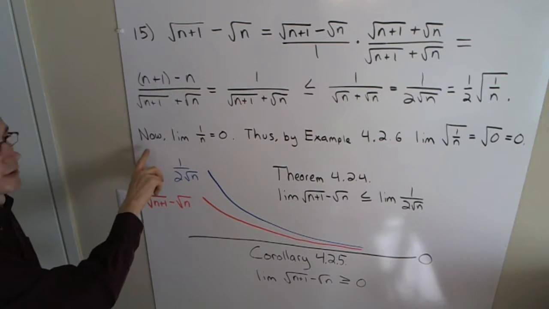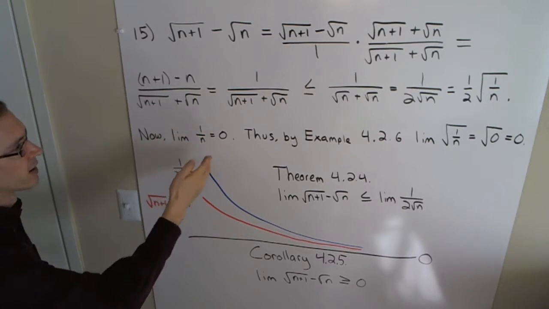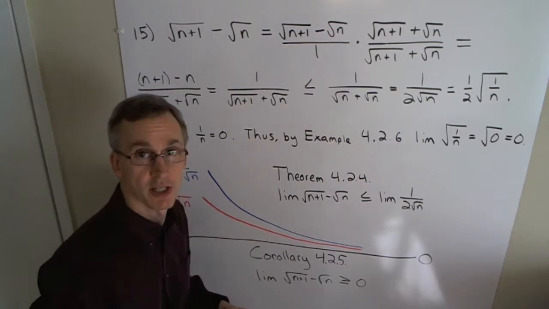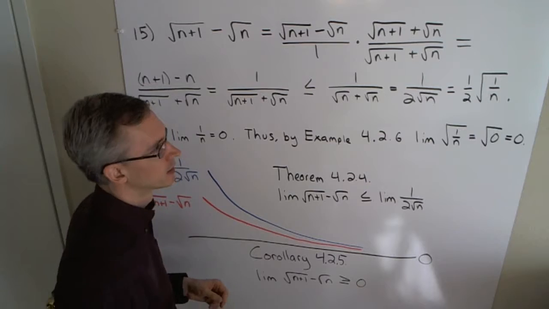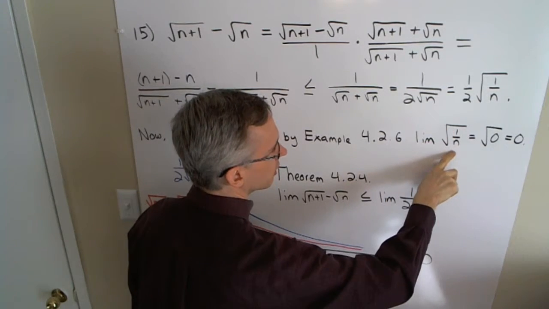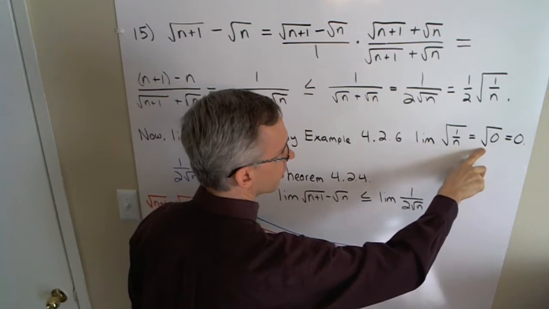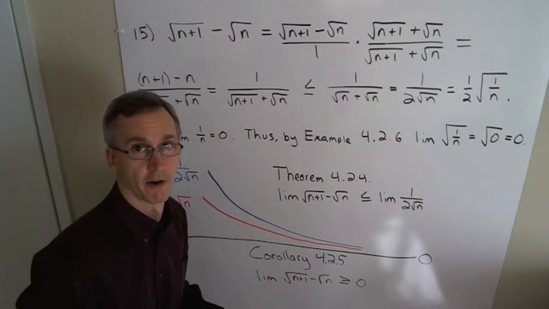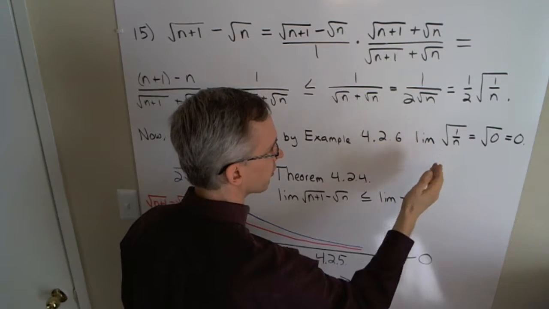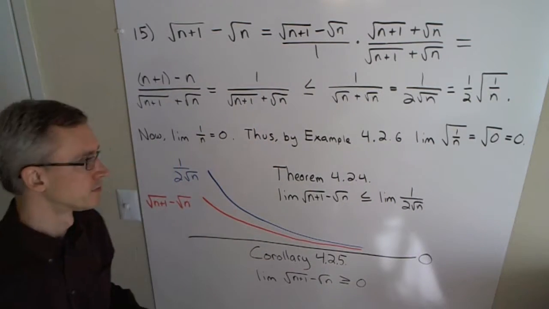Now we know from a prior result that the limit of 1 over n is 0. Then referring to example 426 in the text, the limit of the square root of a function equals the square root of the limit of the function. So we know that the limit of the square root of 1 over n is 0.